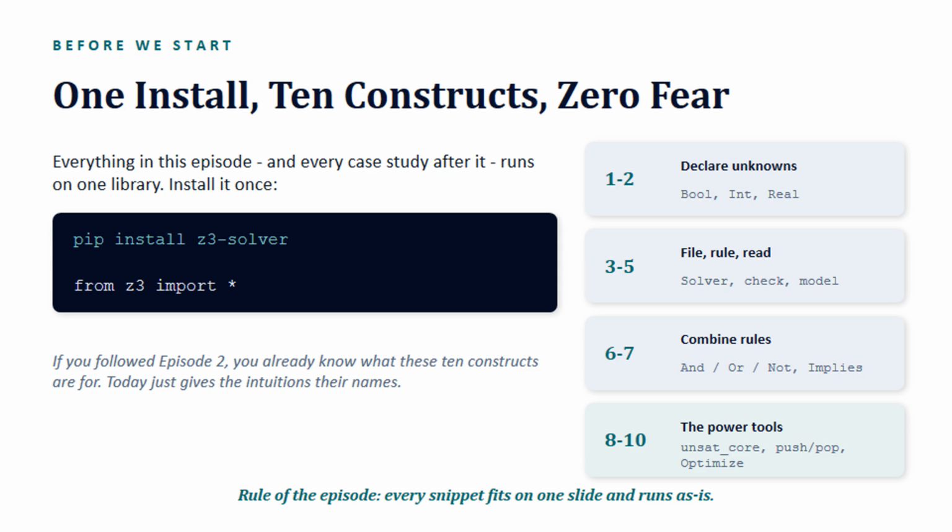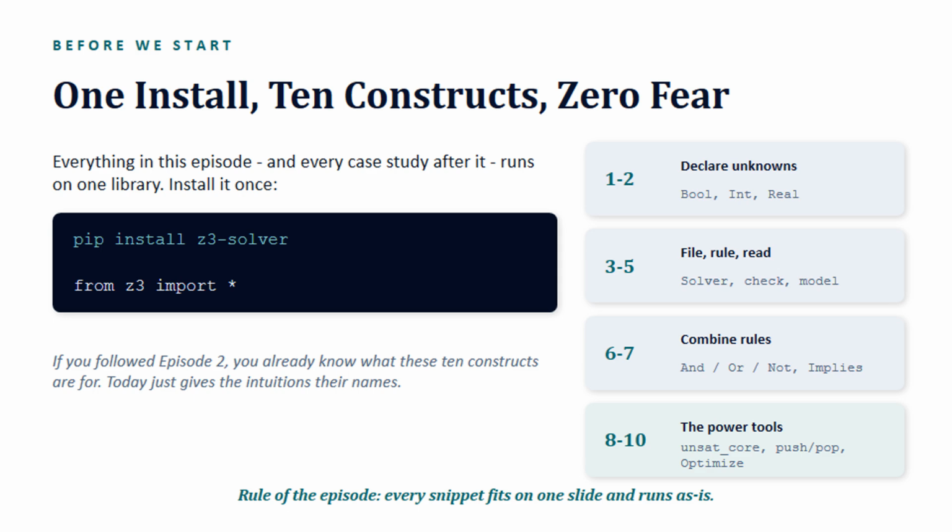Here is the map for the next 10 minutes. Constructs 1 and 2 declare unknowns, the yes-no switches and the numbers. 3, 4, and 5 are the courtroom workflow: file the constraints, demand a verdict, read the witness. 6 and 7 let you combine rules the way policy documents combine sentences. And 8, 9, and 10 are the power tools: the written judgment, the thought sandbox, and optimization.